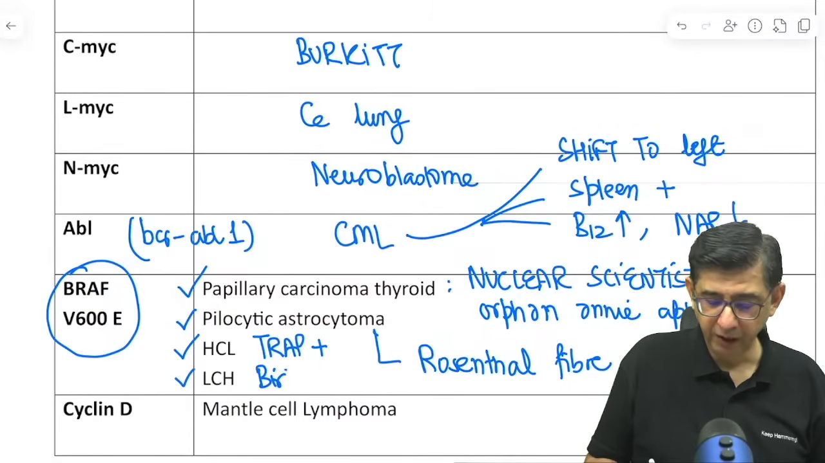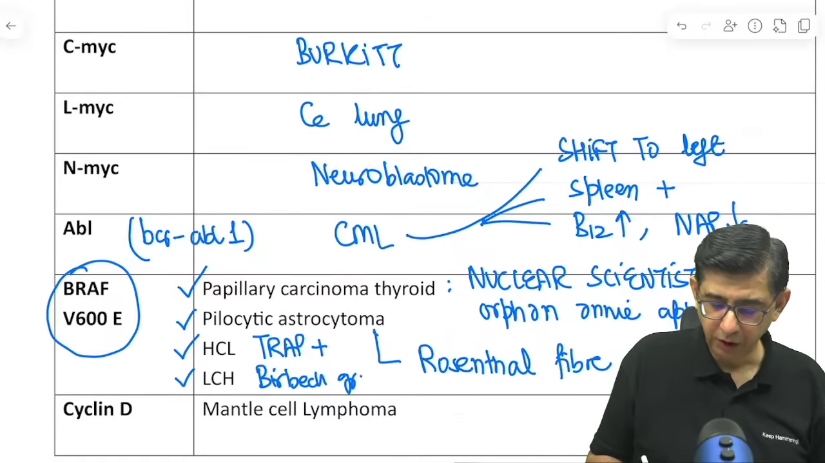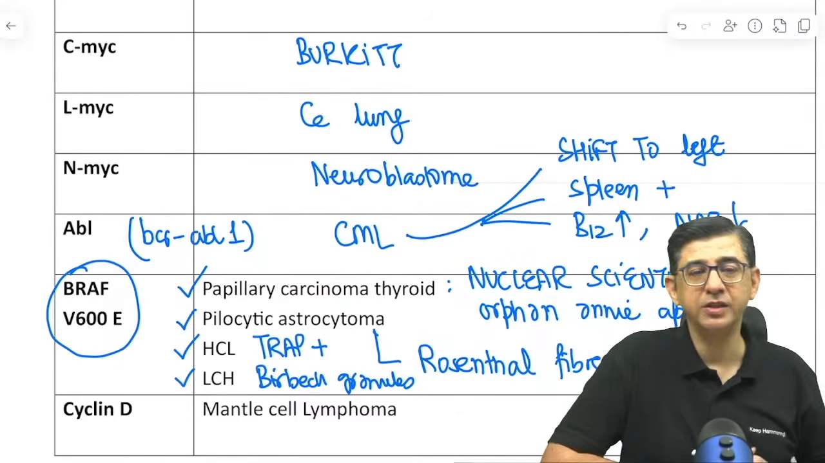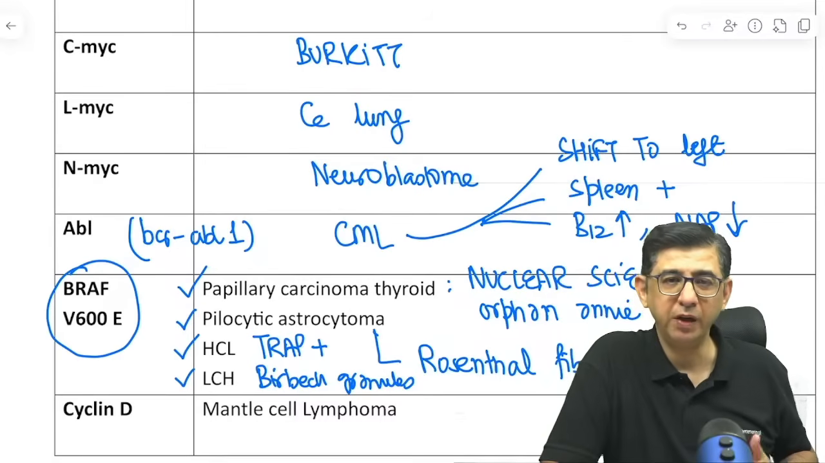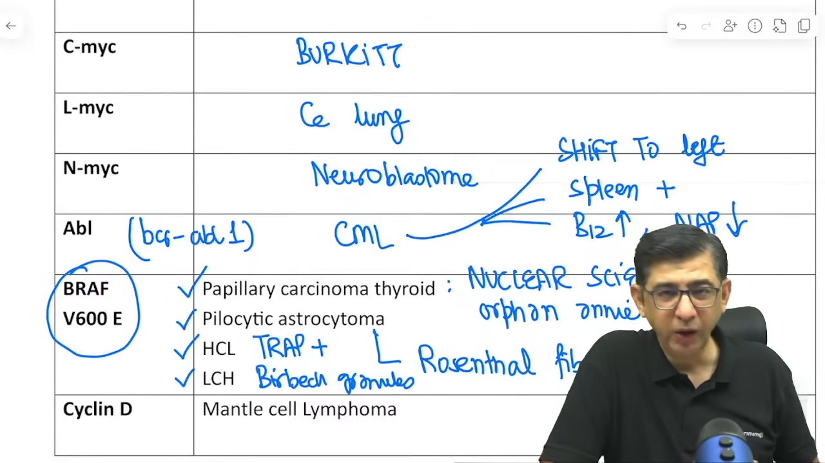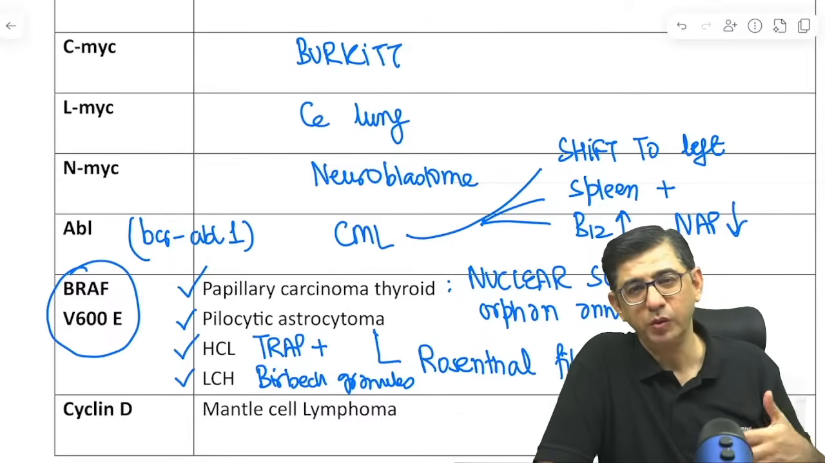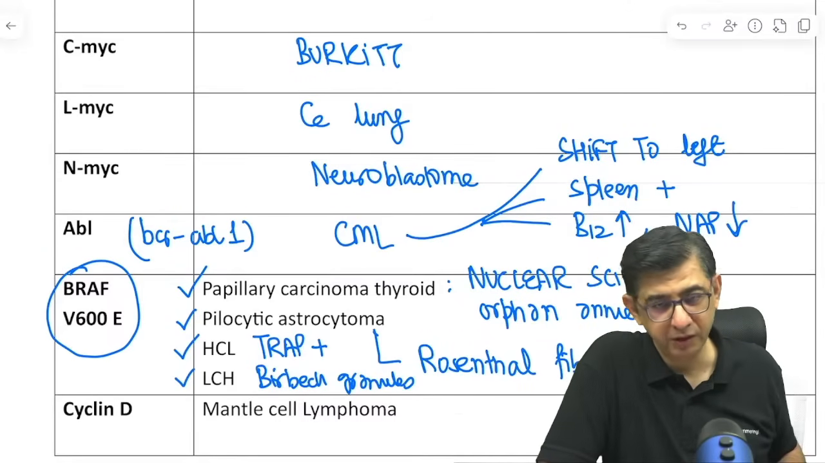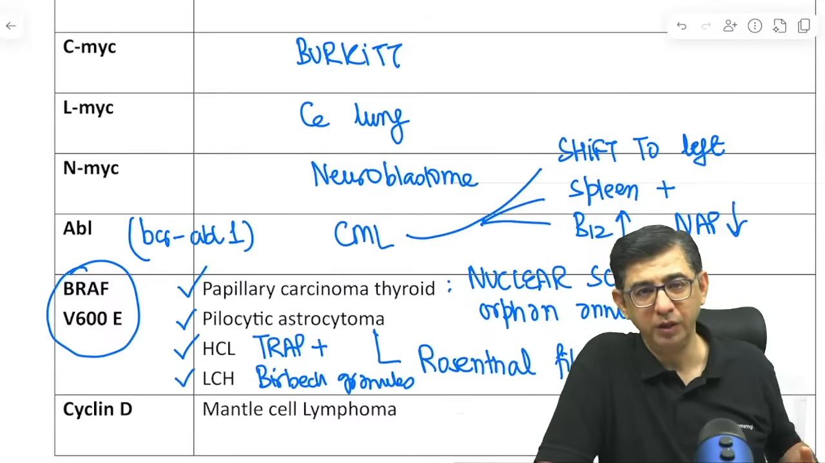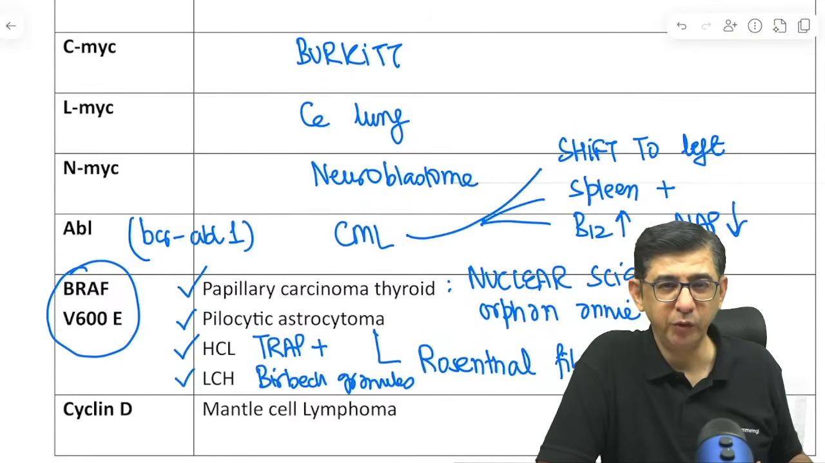CD1A positivity and Birbeck granules on electron microscopy in Langerhans cells. On Langerhans cells, that would be having a tennis racket appearance. I'll tell you hacks also how to remember the Langerhans confusion. So hold on to the different part of the discussion that we'll move on into. But at the moment, just wanted to finish these important mutations for cancers.